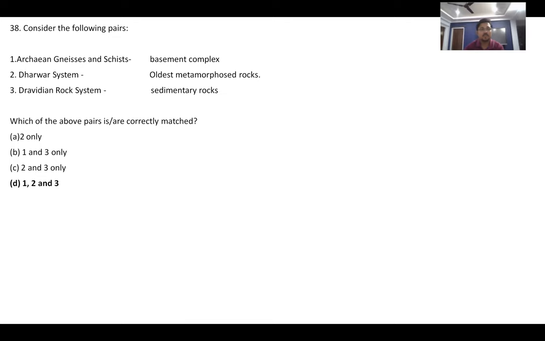Next we consider the following: which of the following is correct? So we'll go to the answer directly. All the options here are correct. Dravidian rock system is sedimentary, Dharwar is oldest metamorphic. So if you remember two of the options, then you can guess the third option also in certain cases.